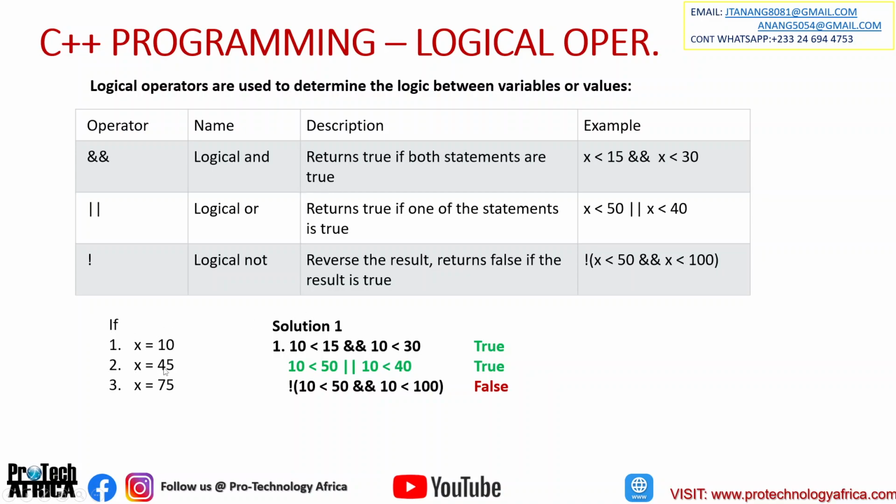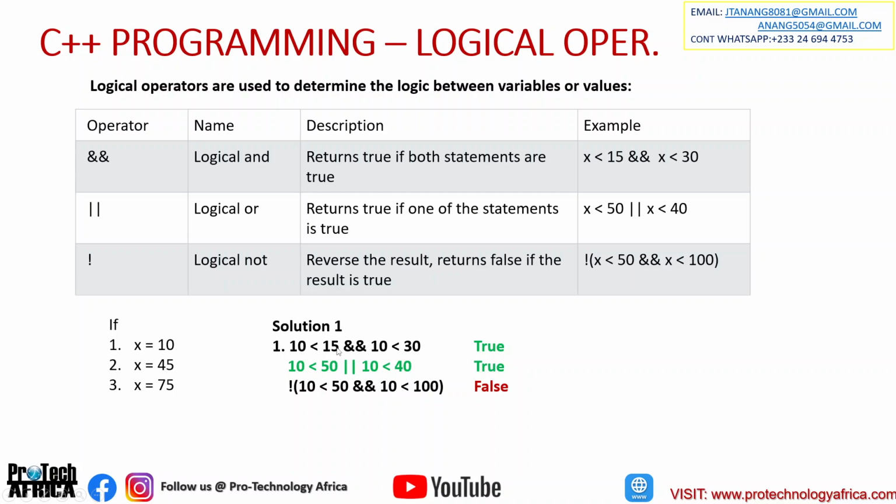Now, I use these examples: x equals 10, sorry, x equals 15 for the second one, x equals 45, and then the third one, x equals 75. And then I use those to test all these three expressions, and I've written the results for only one. I wish you could also write the two other results in the comment section, and let's see whether you really understand what we are talking about with respect to logical operators.